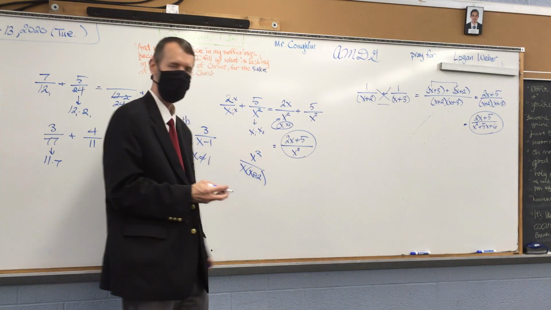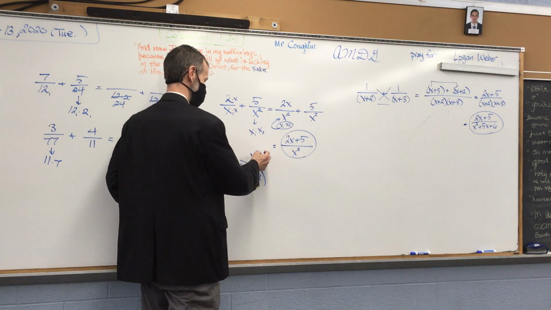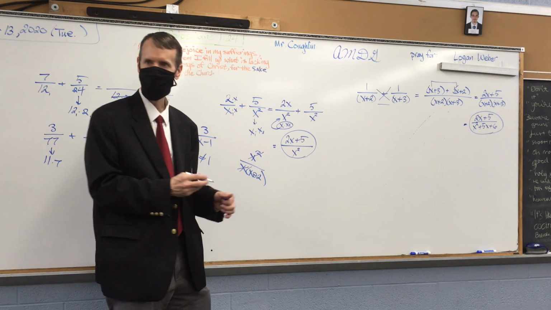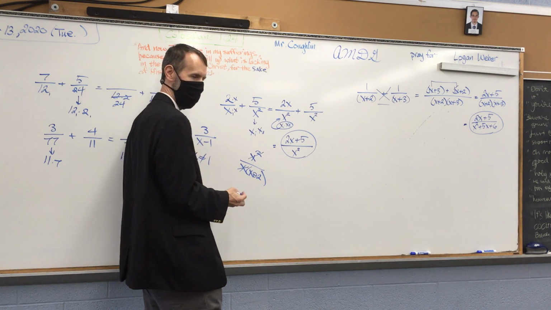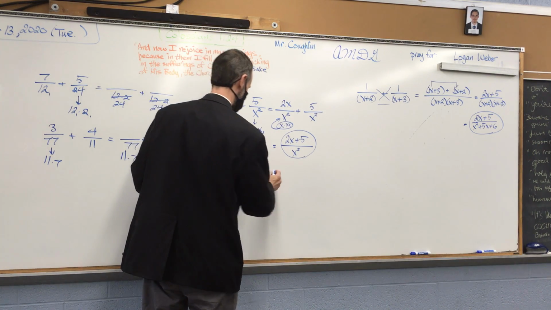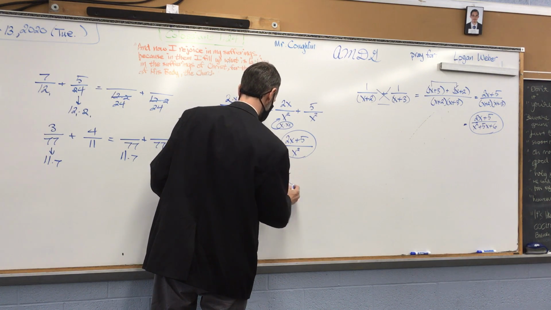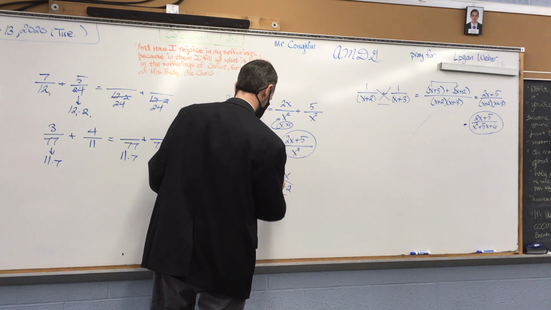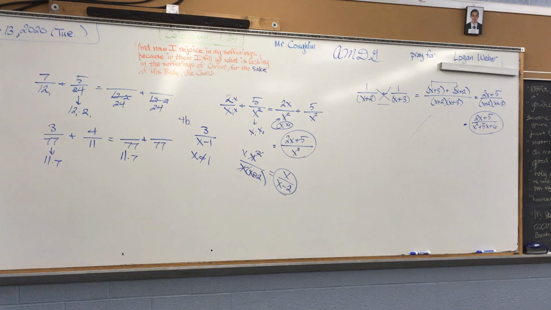So, you tell me, what happens when you cancel x squared and x? What's left? Good. X, on top or on bottom? On the top. Your final answer should be x over x minus 2. That's the answer, by the way, to problem number 5G.